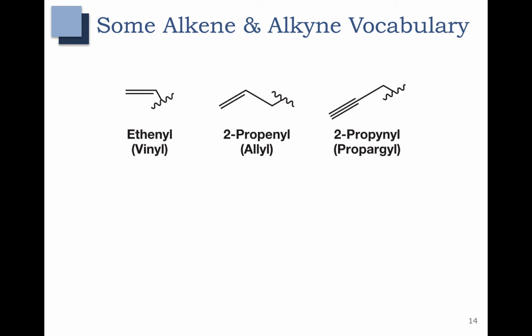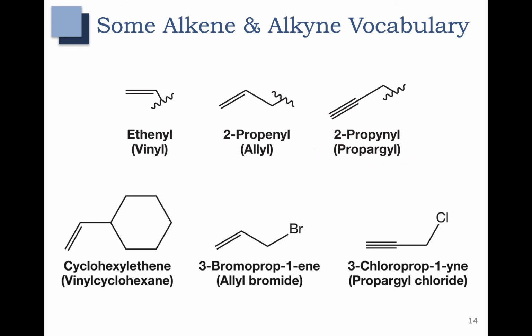All of these groups also have common names, which are helpful for you to know. They're listed in parentheses here. The ethenyl can also be referred to as the vinyl group. The 2-propenyl can also be referred to as the allyl group. And the 2-propinyl can also be referred to as a propargyl group. You can see some examples here of how we might use those common names.